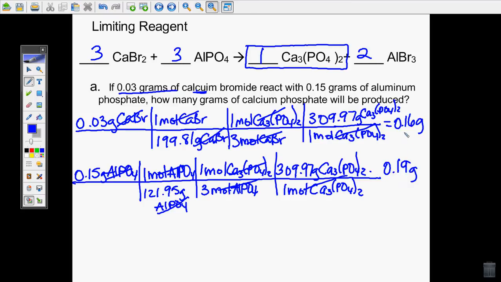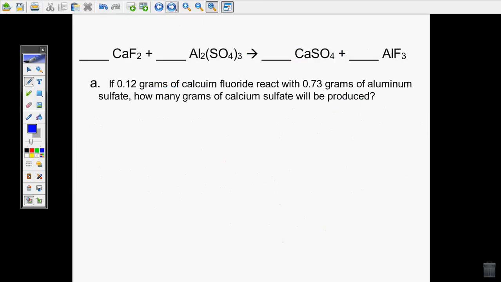Okay, so I'm not going to be able to make 0.19 grams because with my calcium I can only make this. So this is my maximum product. So calcium bromide is going to limit how much product I can make. So my calcium bromide is my limiting reactant, or reagent, whatever, I'll say both.